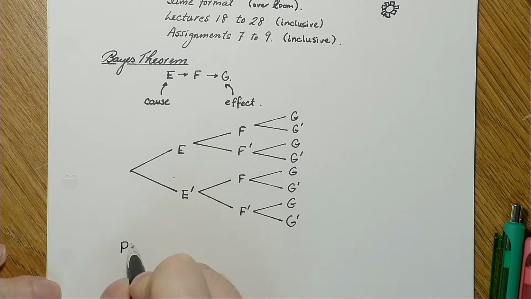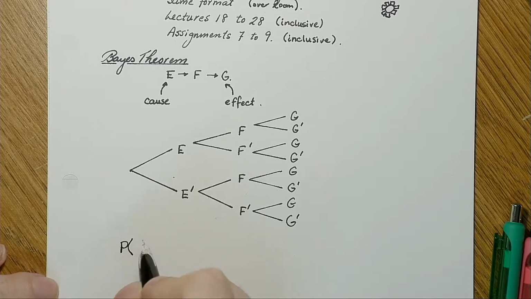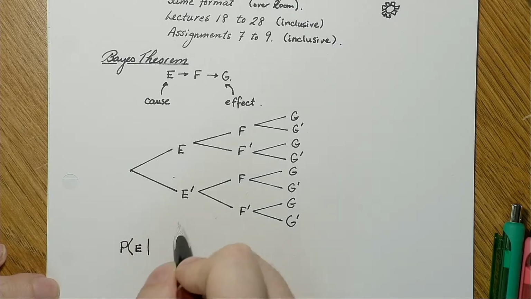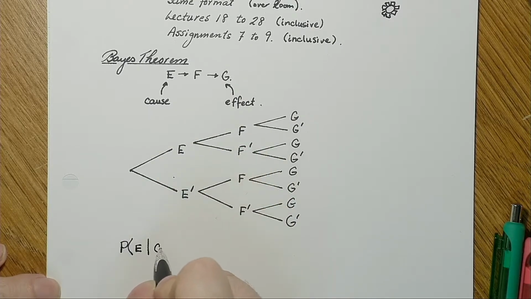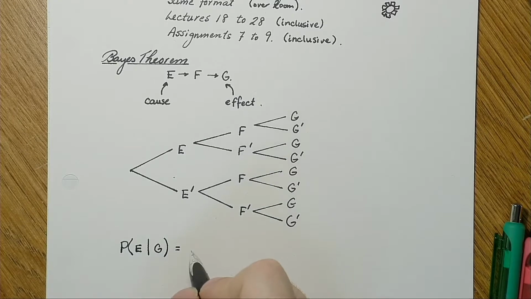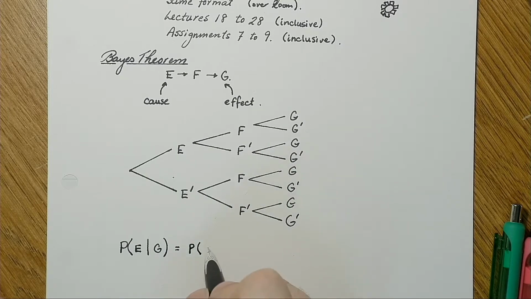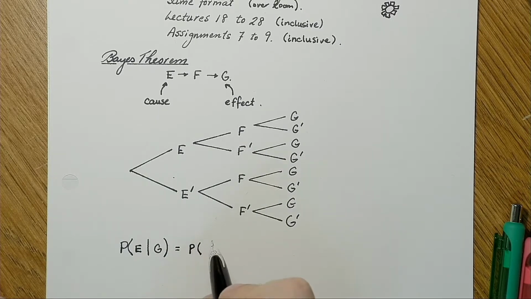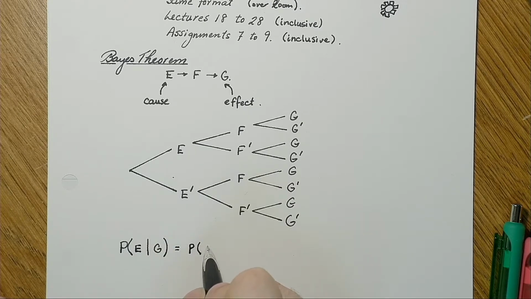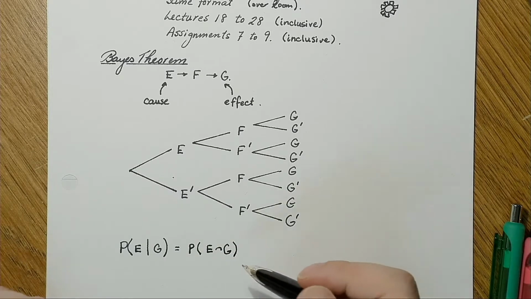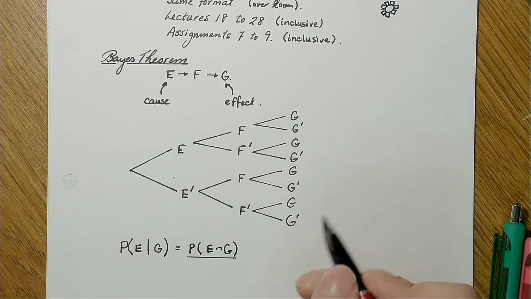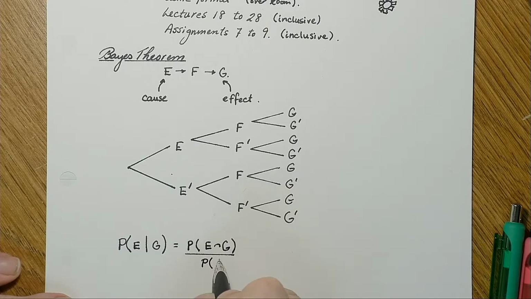So for instance, we want to maybe come up with the probability of seeing E, where E is the cause, given that we saw G. So what we want then is the probability of E and G all over the probability of G.